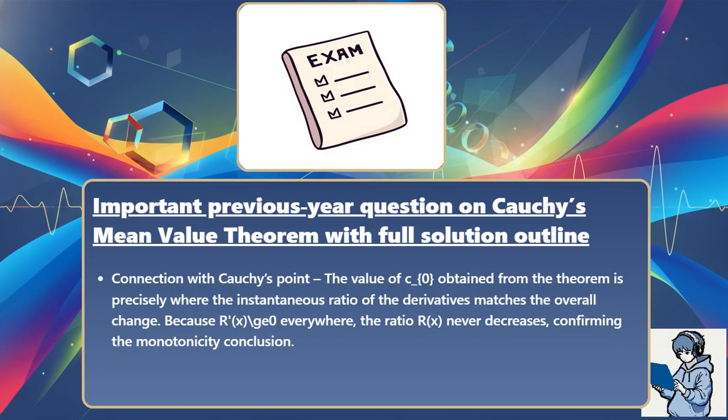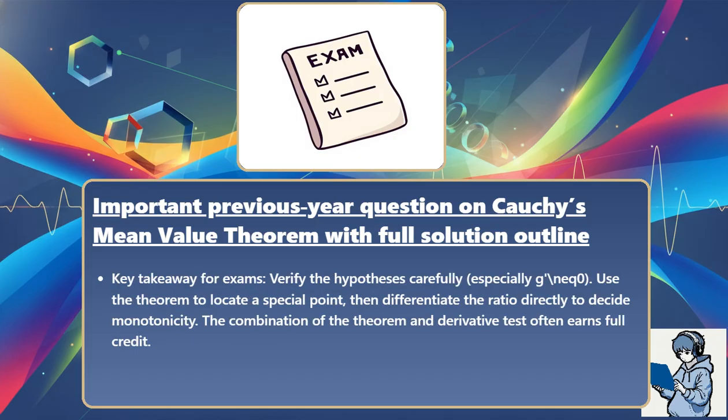Connection with Cauchy's point. The value of C0 obtained from the theorem is precisely where the instantaneous ratio of the derivatives matches the overall change. Because r prime of x is greater than or equal to 0 everywhere, the ratio r of x never decreases, confirming the monotonicity conclusion. Key takeaway for exams: verify the hypotheses carefully, especially g prime not equals 0. Use the theorem to locate a special point, then differentiate the ratio directly to decide monotonicity. The combination of the theorem and derivative test often earns full credit.